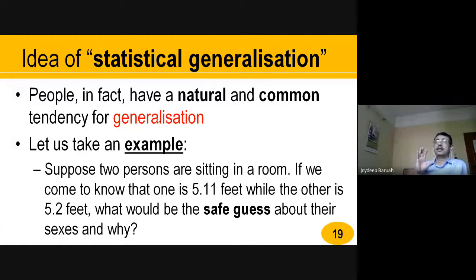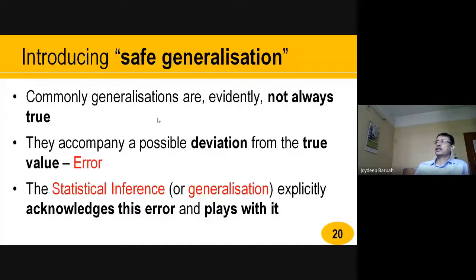This is coming from your generalization that males are taller than females, and you apply that logic and generalize. Now it need not necessarily be true. It need not necessarily be true that 5.11 is male; 5.11 can be a female and 5.2 can be male also. So when you go and see, you find that this is not true, and there is a deviation from the true value, and that is what we call error. We predicted something about the population and the population is something different. So there is a deviation of the predicted value from the original value, and that constitutes error.